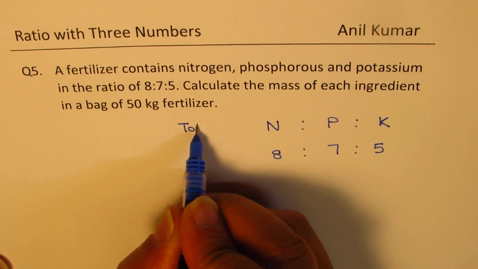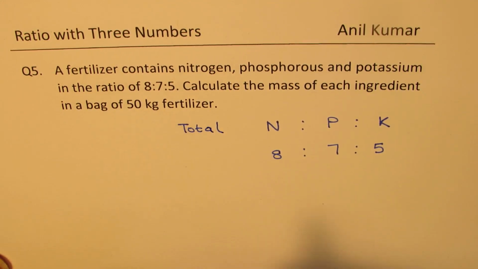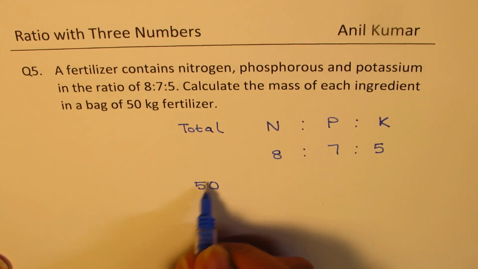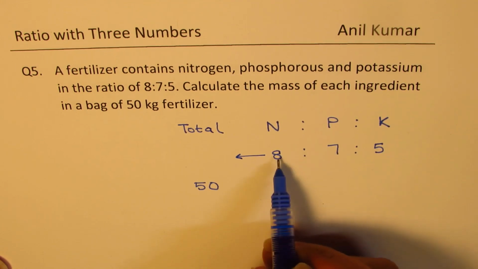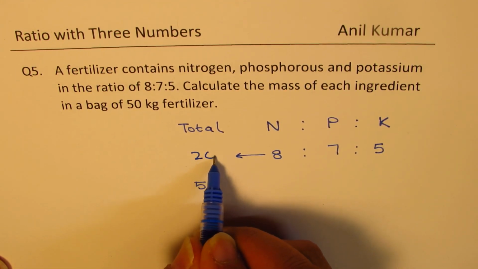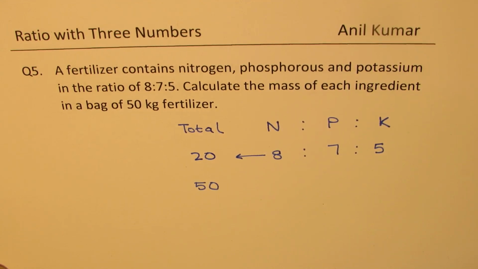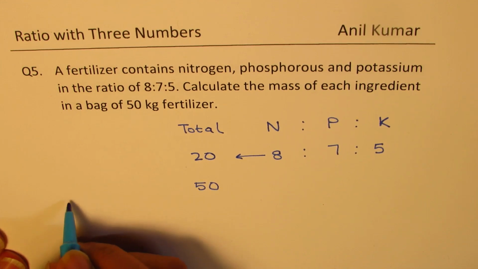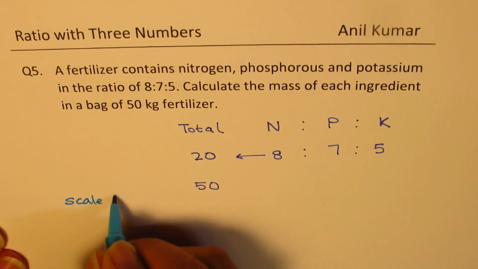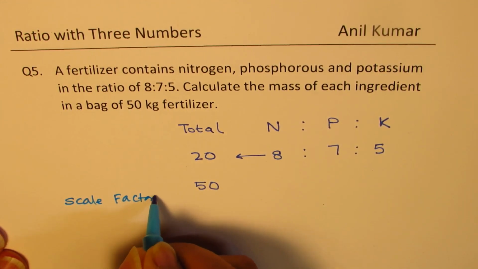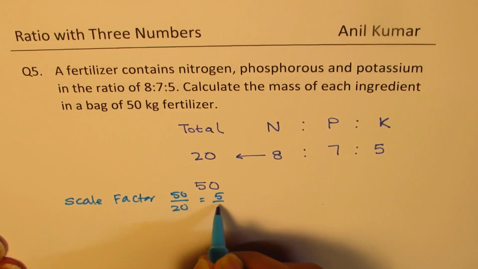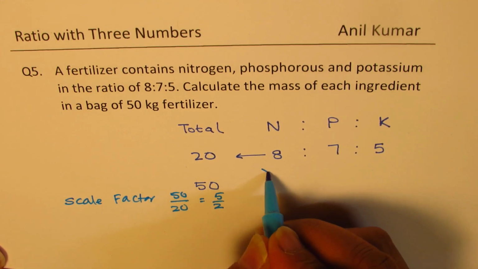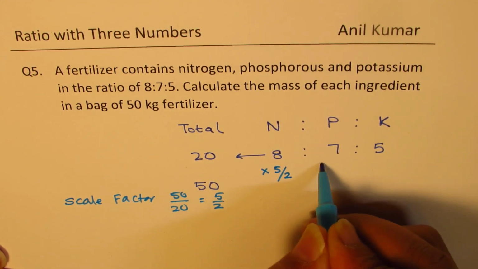We're given the total, right? So let's talk about the total now. The total is 50, right? But what is the total of these three? Well, 7 plus 5 is 12, plus 8 is 20. Correct? So that means, what is the scale factor? The scale factor here is 50 divided by 20, or 5/2. So we have to multiply each quantity by 5/2. Do you see that?